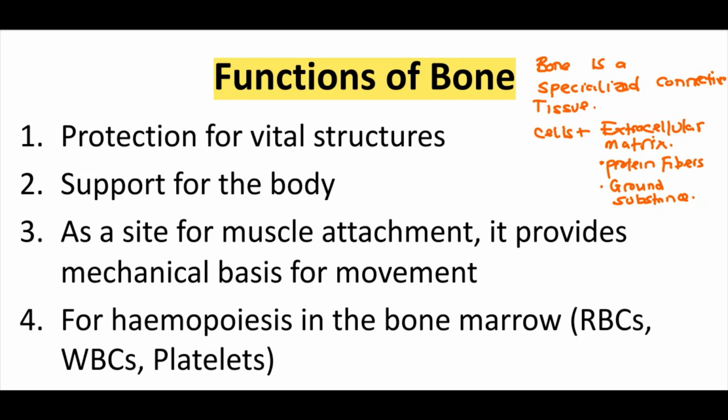Number four, hemopoiesis, which is production of blood cells in the bone marrow. Production of red blood cells, which is erythropoiesis. Production of white blood cells, which is leukopoiesis. And production of platelets, which is called thrombopoiesis.